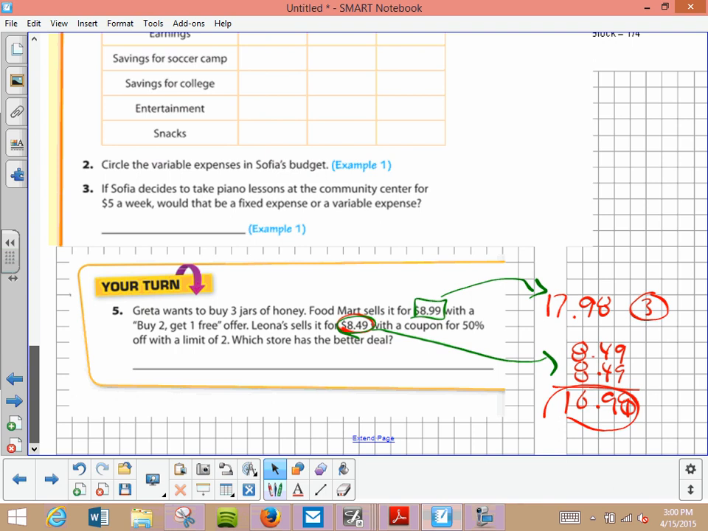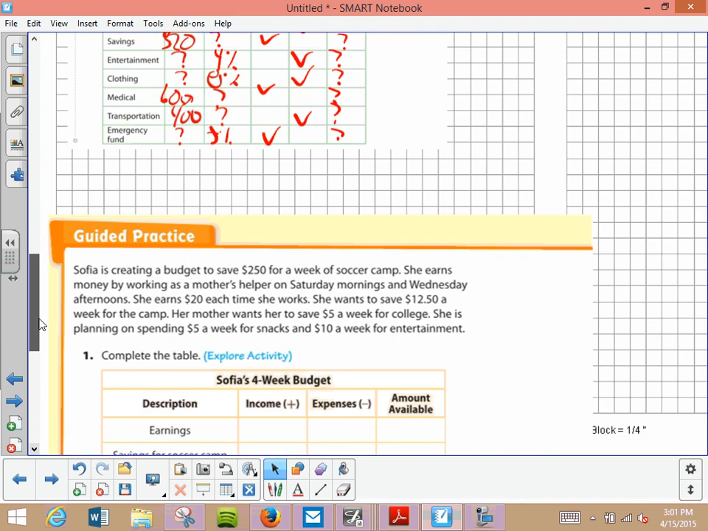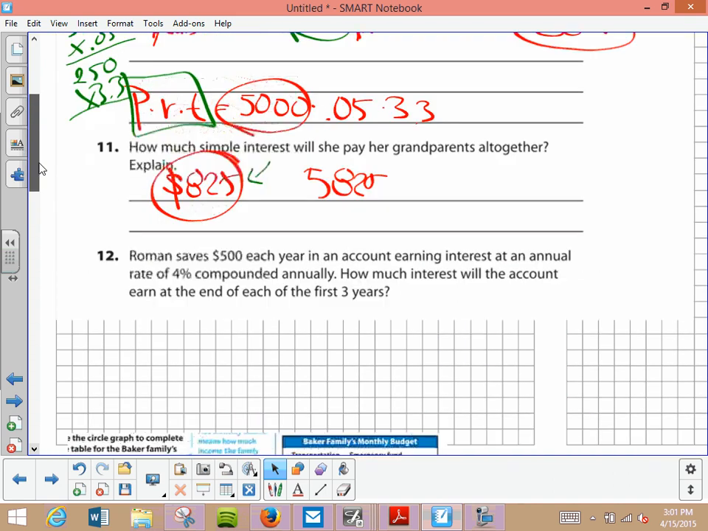All right. So that was the answer for that one. If you got them right, good job. If you didn't, let's go over it again. Let's move on to the next part of the lesson.